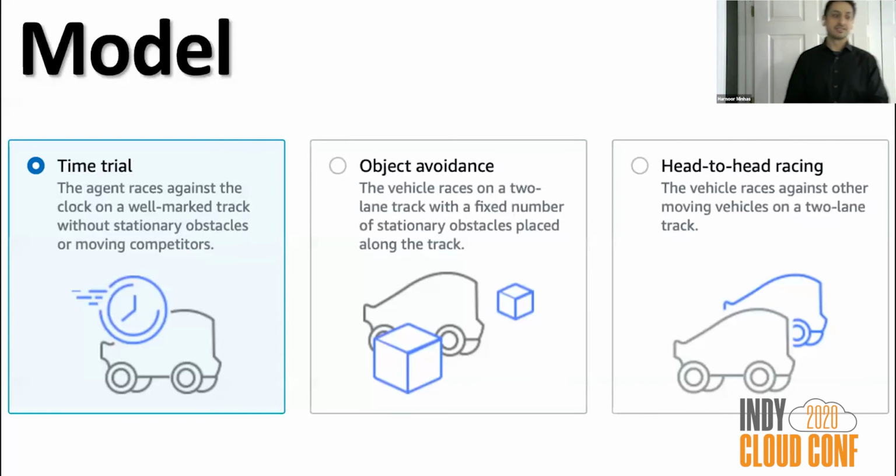Next, you want to create a model. They recently introduced these new types. The basic type is time trial, where you're just trying to complete your track in the shortest amount of time. Another one they have is object avoidance, where you have static objects on the track and your car is trying to avoid those objects. And the third one, which I think is pretty cool, is head-to-head racing. So there's another car and you're driving your car and it has a 360 view using a LiDAR sensor.